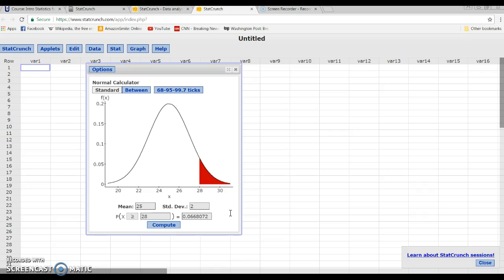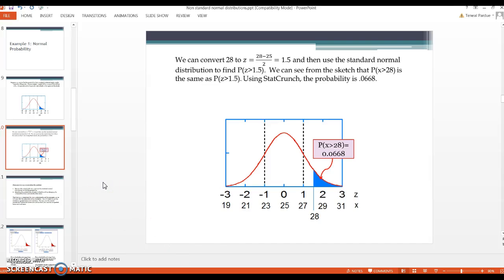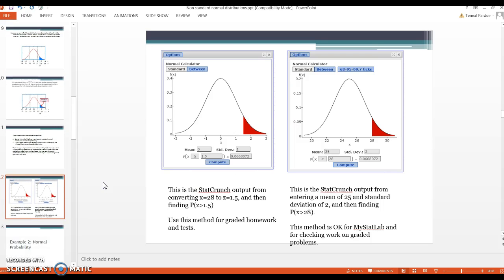And that's a fine way to check your work. It's also fine to do that in MyStatLab. But it's important that you understand the relationship between x and z. For that reason, I'm going to insist that you do it the first way on any problems that we work together, and on anything to be turned in for a grade. Okay, so here's more information on that. This is just the output. Again, this over here on the left is what I want to see on graded homework and tests.